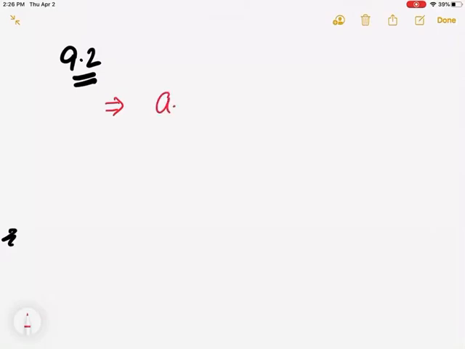So it's always a1 plus n minus 1 times the difference. You have to have your first term, and n is the number of terms, or the term you're solving for. An is the term you're looking for, d is the difference.